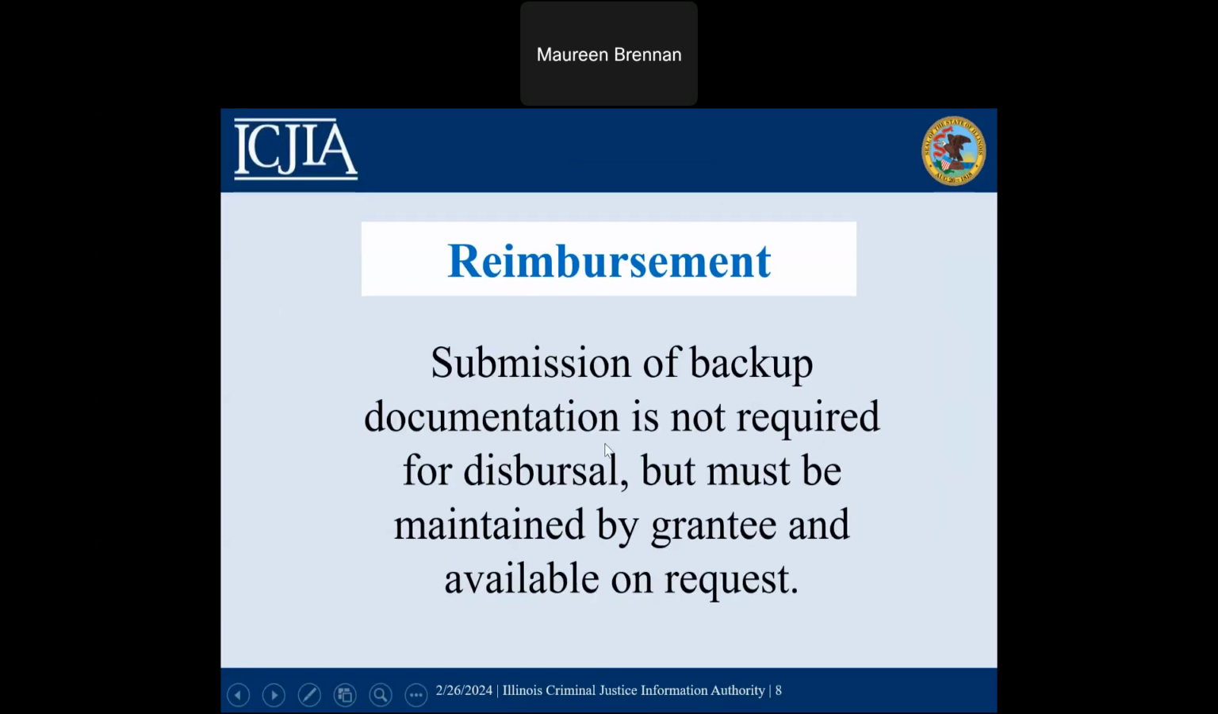And there's no submission of backup documentation required for this dispersal. However, that backup documentation must be maintained by the grantee and must be made available to the authority upon request. When I say backup documentation, this is the record of all of those expenses that you're reporting under the PFR.